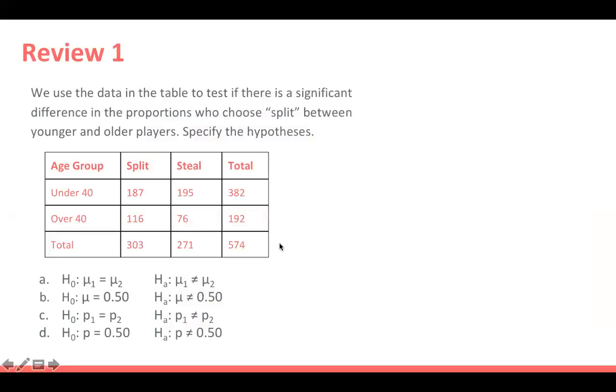Okay, so we use the data in the table to test if there is a significant difference in the proportions who choose split between younger and older players. So here I'm just asking you to specify the hypotheses.